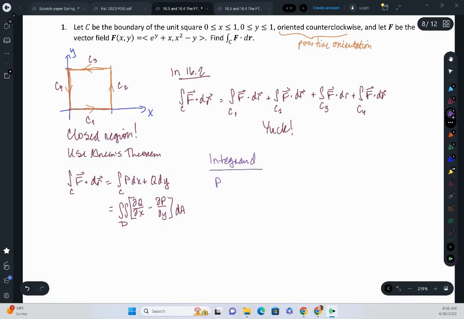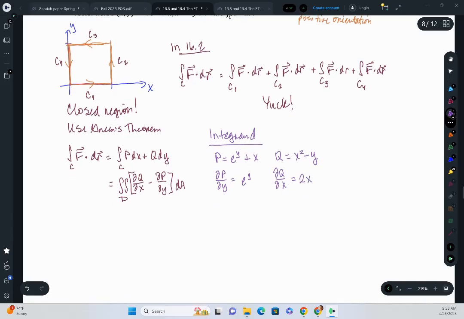We have that P is equal to e to the y plus x, so del P del y is equal to e to the y. We have Q is equal to x squared minus y, and del Q del x is equal to 2x. Okay, so we're going to pop those in.